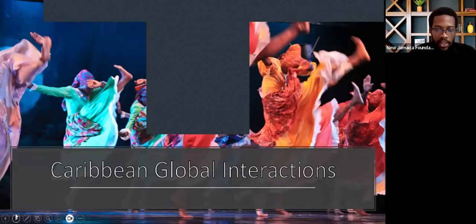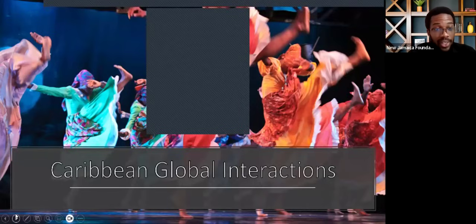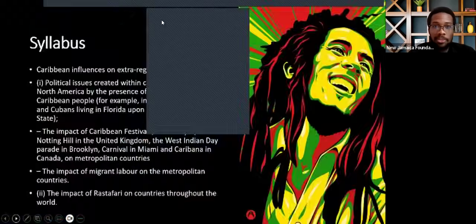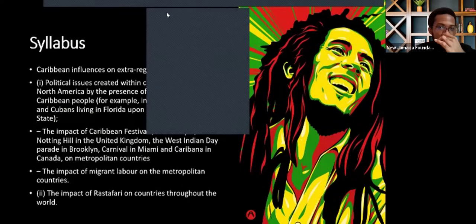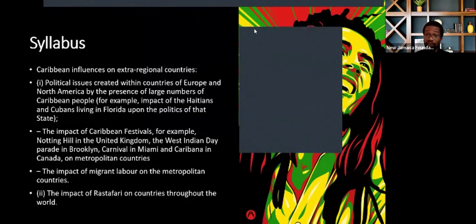the next element of the syllabus, which is Caribbean global interactions. In this aspect of the syllabus, it asks you to look at the Caribbean's influences on extra-regional countries. For instance, one, political issues created within countries of Europe and North America.